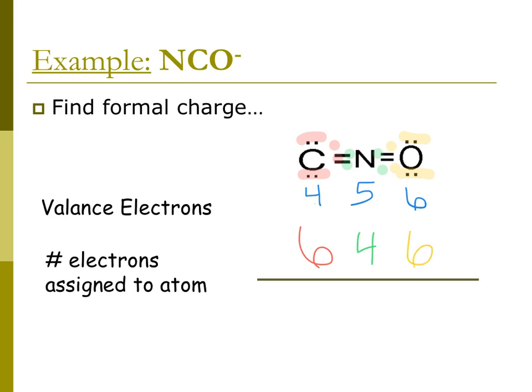This time when we do the math, we don't get so many zeros. 4 minus 6 is a -2. 5 minus 4 is 1. 6 minus 6 is at least 0. Notice the -2 and the +1 still add up to the -1 charge on the polyatomic ion, but this is much more unstable. In general, it is further from 0 overall. So this is not the right structure. Let's look at the third option.